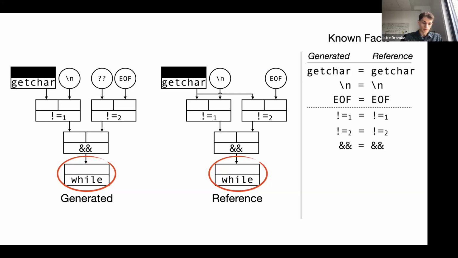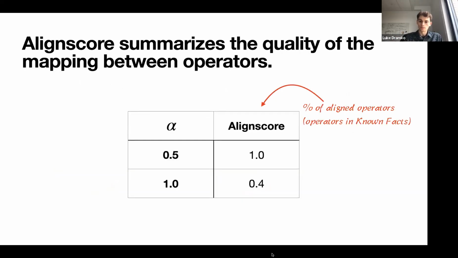So if you wanted a really detailed picture of the strengths and weaknesses of your machine learning model, you could try to mine a collection of these for patterns, assuming you did this over a whole test set, and see where your model is struggling and where it isn't. But often it's convenient just to have a single number that summarizes this information. So we have a really simple metric called align score, which is the percentage of aligned operators.